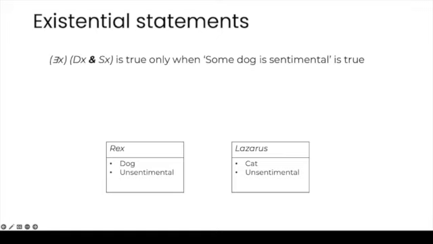However, "there is an x, Dx and Sx" is only true when "some dog is sentimental" is true. So this is appropriate.